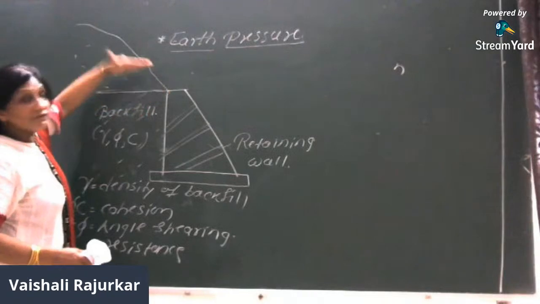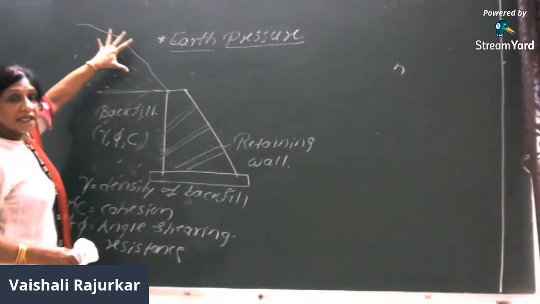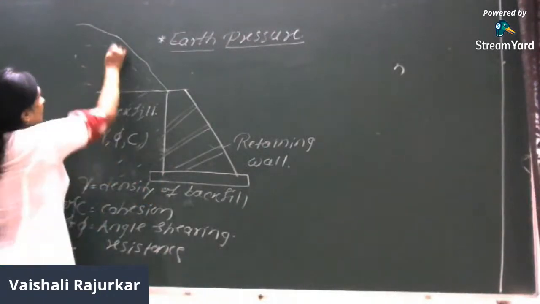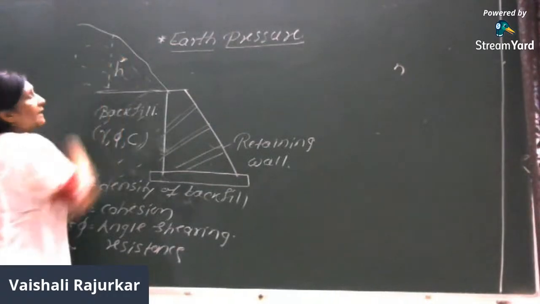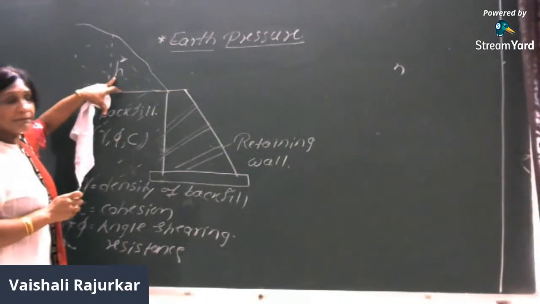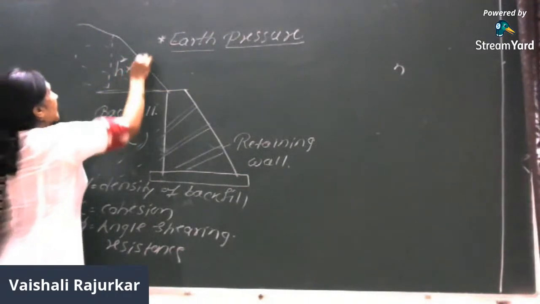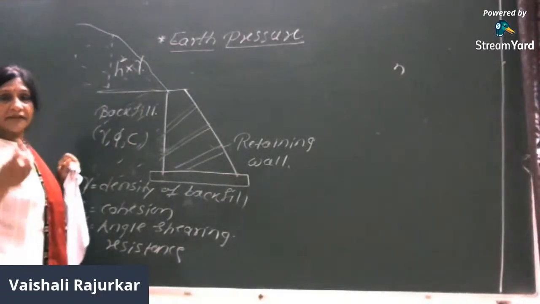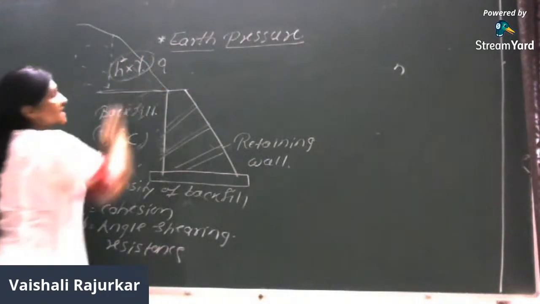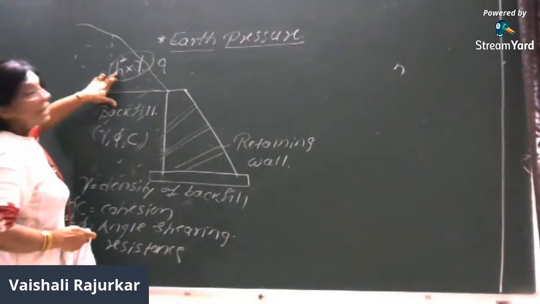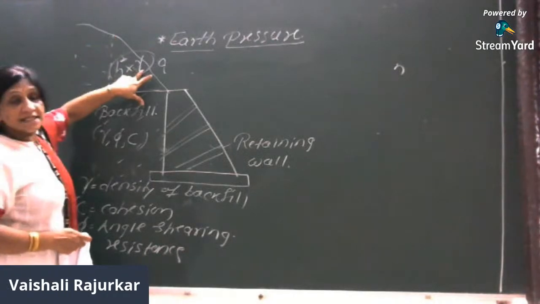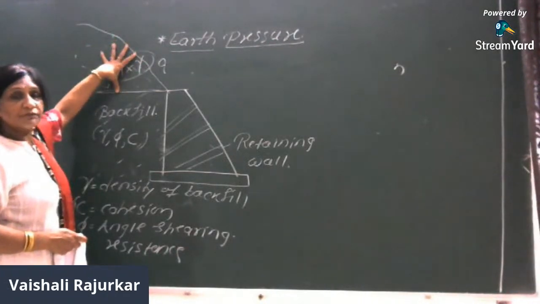Now, what about the portion which is placed above the horizontal backfill? This portion of the soil we consider as an equivalent surcharge. Suppose this is the average height of the inclined backfill, and this is the density of the backfill. The density and the average height of the backfill will be combined and used as a surcharge. This H dash is the average height of the inclined backfill, and gamma is the average density of this inclined backfill.